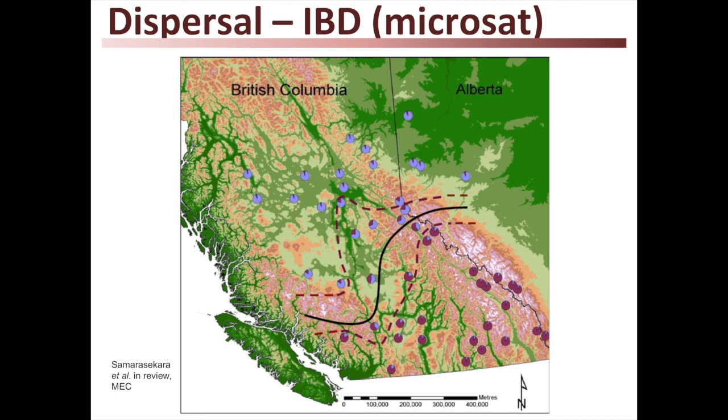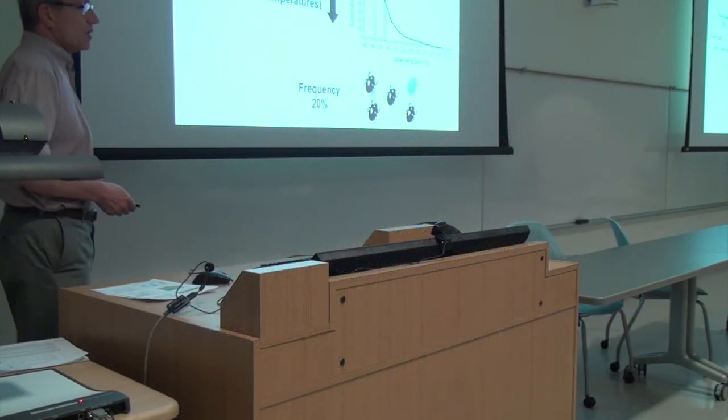What about neutral variation? There's a paper, no longer in review, it's now accepted, based on just the microsatellites, showing that those 15 or 16 microsatellite loci show a very, very similar sharply defined gradient in here. All right, so dispersal is being informed. What else might be informed?